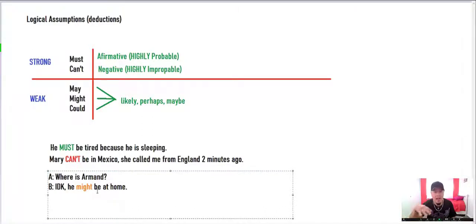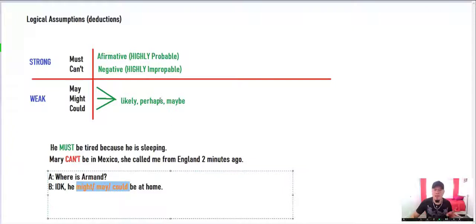It is a probability that this person, Armand, is at home. When we express a degree of weak probability, that we are not sure, that we don't know, we may use any of these three modal verbs with no difference in meaning. So this person may say, he might be at home, or he may be at home, or he could be at home. The important thing is that when we express a weak probability, the meaning is not different at all.